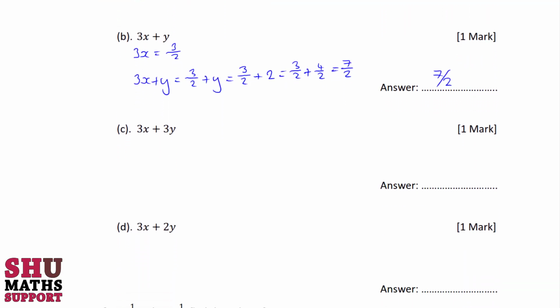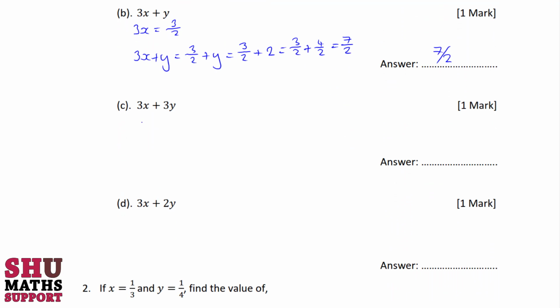Now the next question we have is 3x plus 3y. So we already know what 3x is. We know that 3x is equal to 3 over 2. So we need to find 3x plus 3y, which is equal to 3 over 2 plus 3y. And if we know that y is equal to 2, then this is equal to 3 over 2 plus 3 times 2. And 3 times 2 is 6, so we have 3 over 2 plus 6.